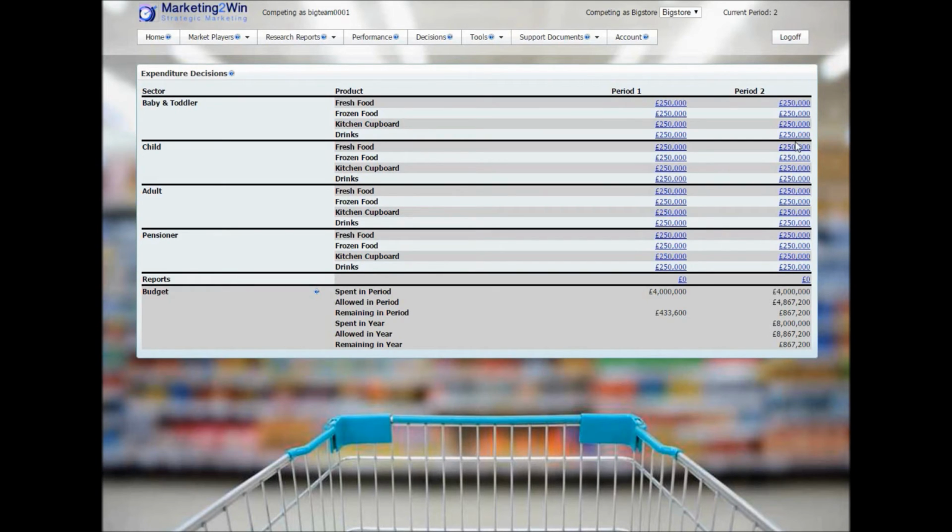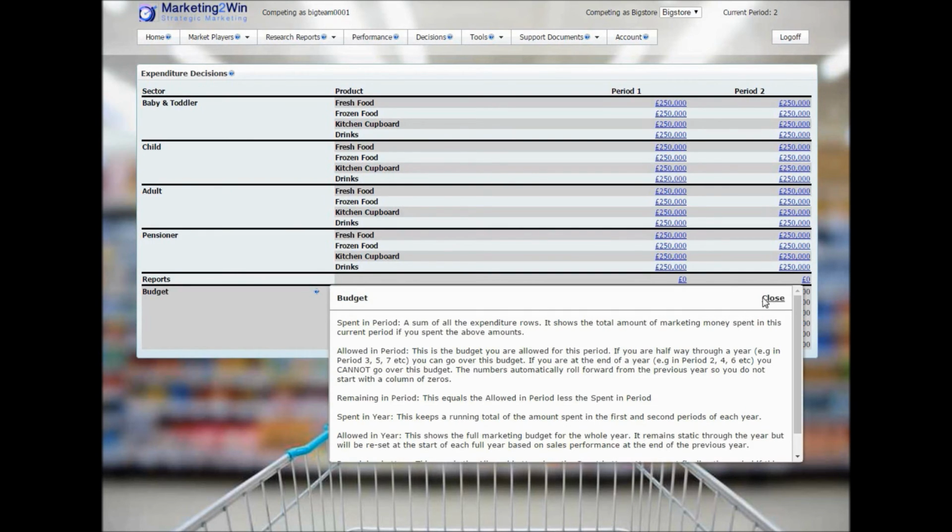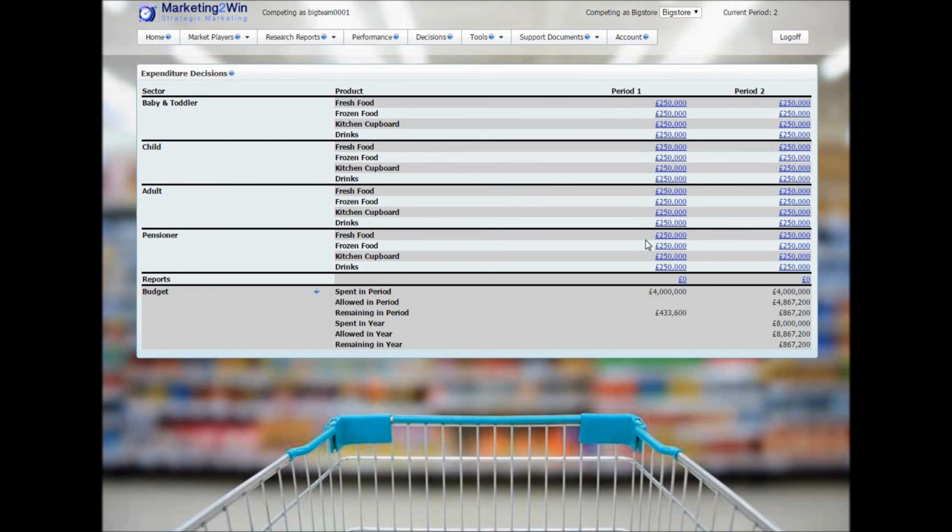Now there's another video that looks at decisions specifically, which will give you further support in this area. There is, of course, lots of on-screen help as well. Just look for the little question marks here, click on the little question marks to pull up information about budgets, etc. So that's all there for you to use to help you get your heads around it all.